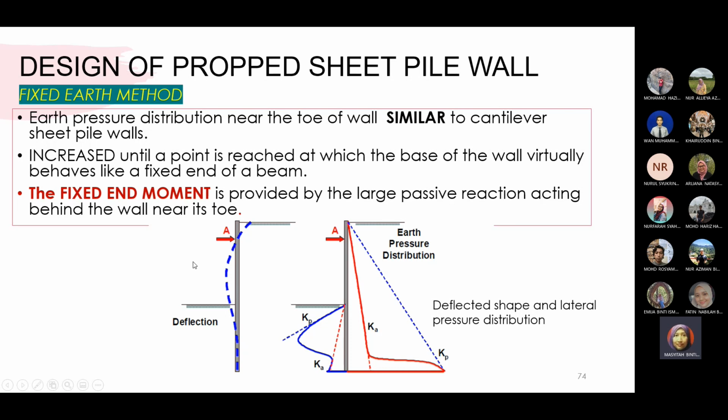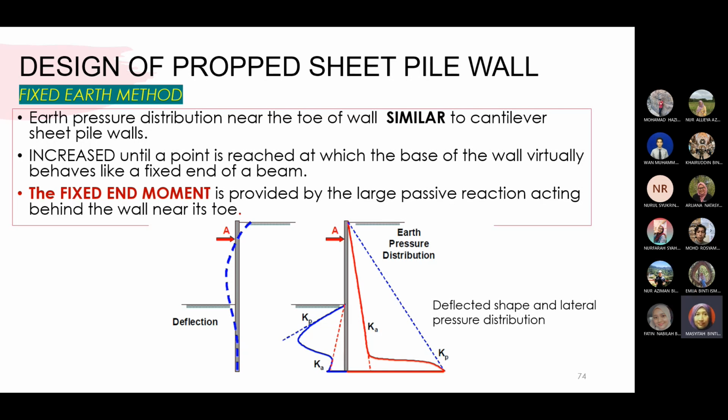So in structures, I think you have also learned how we draw the shear force diagram and bending moment diagram when it involves a free support, a roller support or a fixed end support. So similar to here, the only thing is that the structure we apply here is a retaining wall. The retaining wall's support now we call a fixed end support. So the fixed end moment is provided by the large passive reactions acting behind the wall near its toe. So where is behind the wall? This is your wall. So this is the behind of the wall.